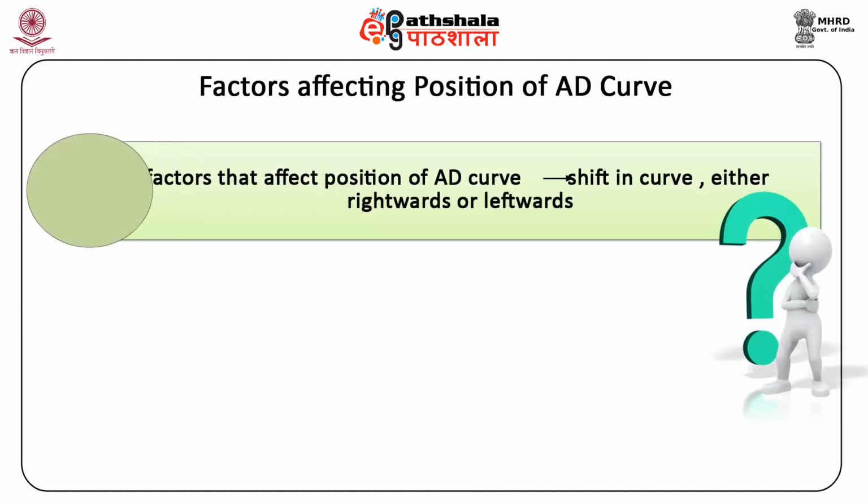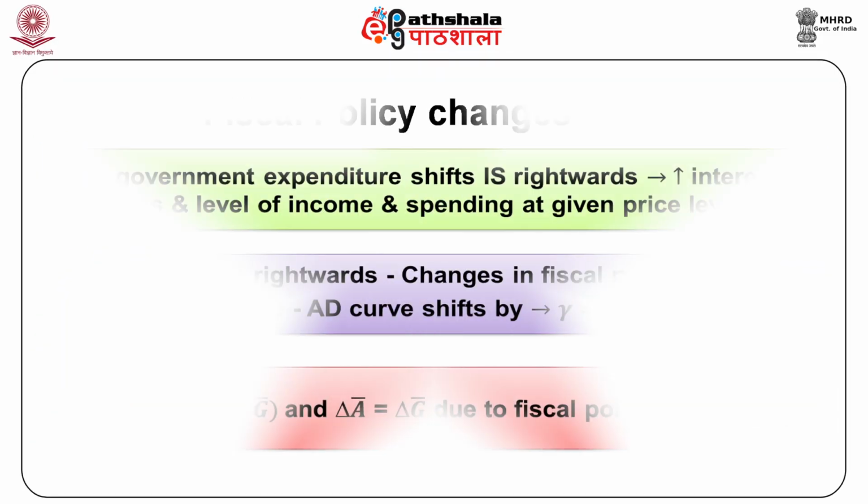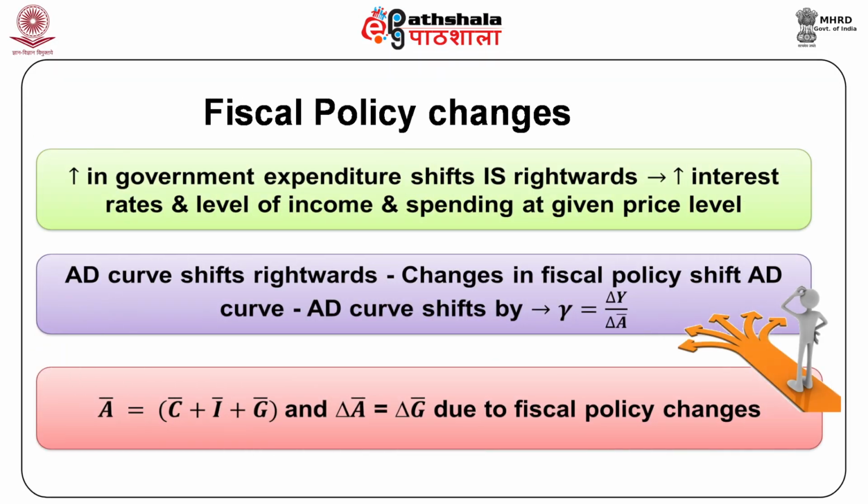Factors that affect the position of the AD curve lead to a shift in the curve either rightwards or leftwards. Along with the factors that affect the slope of the aggregate demand curve, its position is affected by the changes in the fiscal and monetary policy of the economy. Let us discuss the fiscal policy changes.